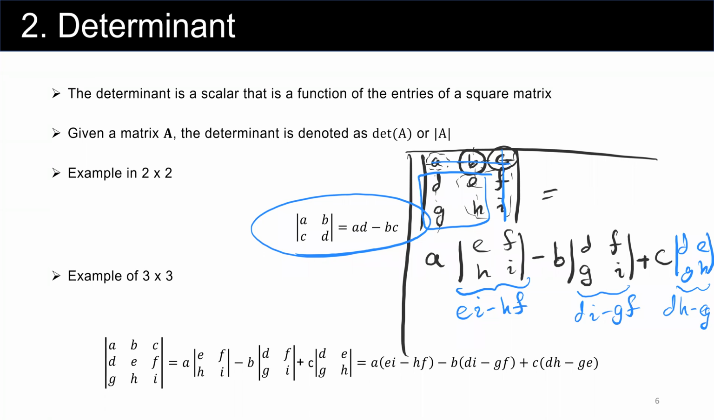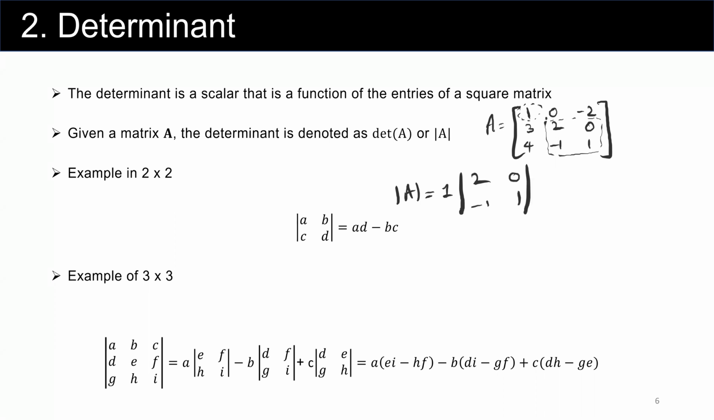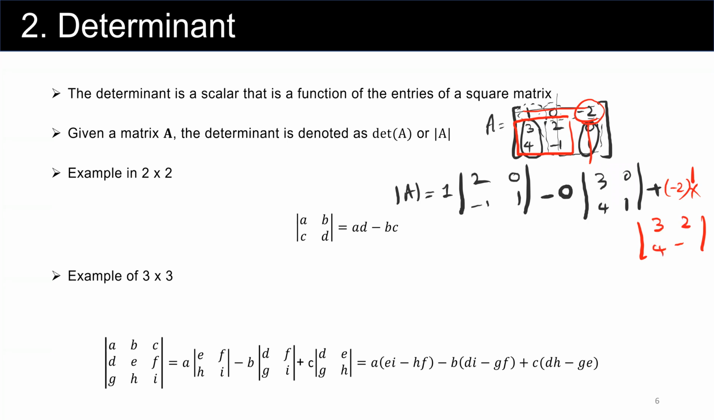Let's take a look at an example for a 3 by 3 matrix determinant for clarification. All right. I want to find the determinant of matrix A, defined as 1, 0, minus 2, 3, 2, 0, 4, minus 1, 1. The determinant of A is going to be, starting from the first element, 1 multiplied by the determinant of this matrix, 2, 0, minus 1, 1, minus 0, which is this 0. Now we remove this, and we are going to have this 2 multiplied by 3, 4, 0, 1, plus, now we have the last element, minus 2. We remove this, multiplied by the determinant of this block, 3, 2, 4, minus 1.